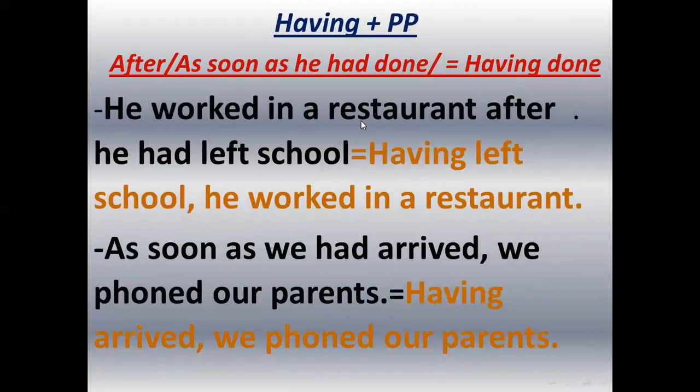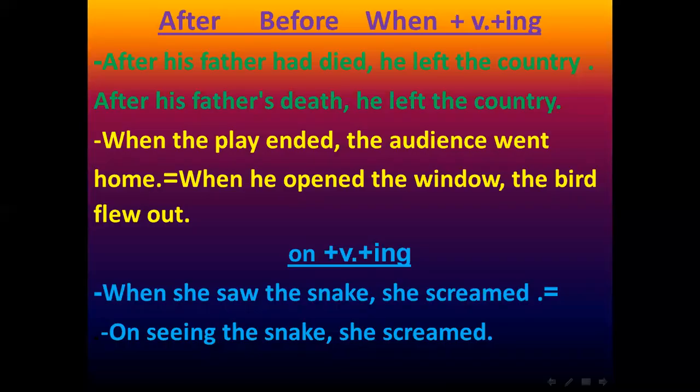He worked in a restaurant after he had left school. This means, having left school, he worked in a restaurant. After having, we put the past participle. As soon as he had arrived, he phoned our parents. What will it be? Having arrived, we phoned our parents.